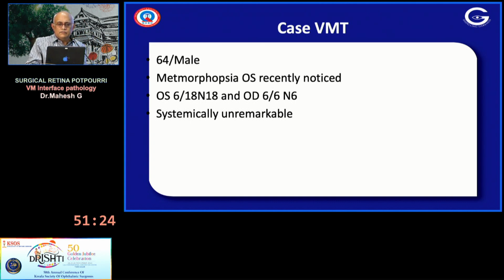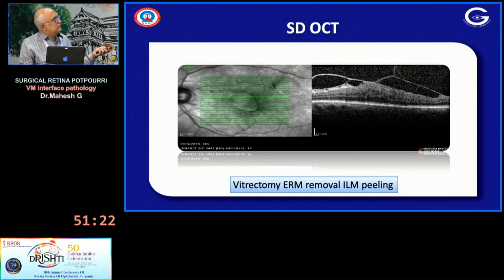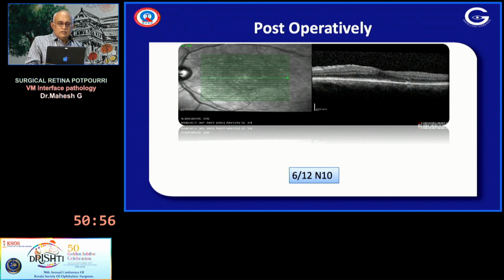So this was a case of VMT. In the IVTS classification, there is VMA, vitreomacular adhesion, and vitreomacular traction. When vitreomacular traction comes, there is a distortion of the foveal contour, resulting in symptoms of defective vision and metamorphopsia. So we operate on the patient when both the defective vision and metamorphopsia symptoms are there. This case did well postoperatively, with improvement of 6, 12 and 10.